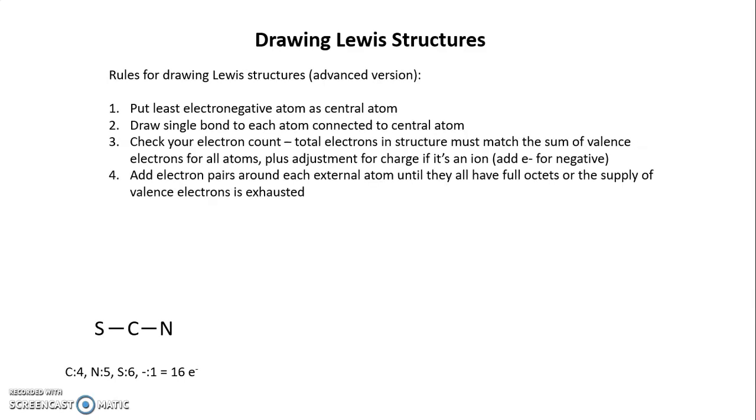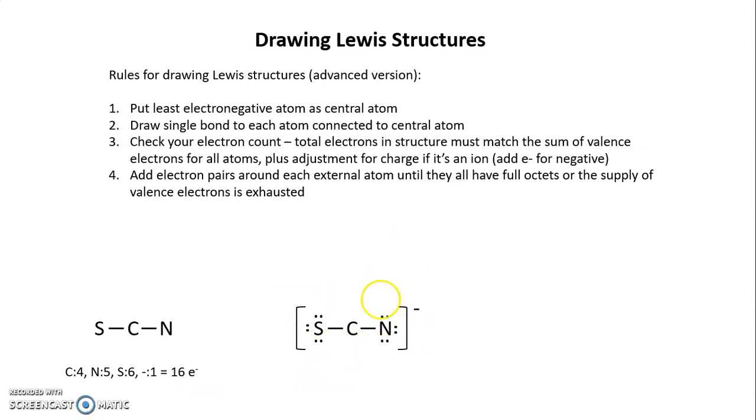Okay. So now you're going to add electron pairs around each external atom until they all have full octets, or the supply of valence electrons is exhausted. So if we do that here, we've got 4 electrons in the structure. If we add 3 more electron pairs around each one of these external atoms, then we would have a complete octet. And that's what I've represented here. And we can verify that we've used up all of the electrons, right? 2, 4, 6, 8, 2, 4, 6, 8. 2 complete octets is indeed 16 electrons. And so we're done. That has all the electrons we are going to put in a Lewis structure.